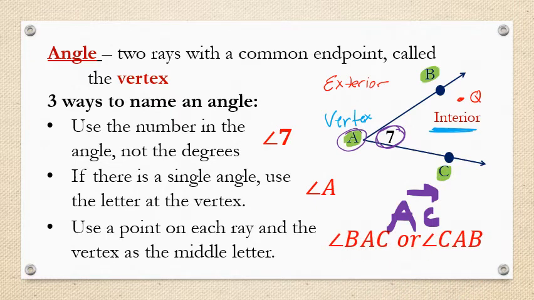So I could either call this angle BAC, or I could call this angle CAB. The most important thing about this is that the letter A is our vertex, and that letter has to go in the middle between the other two letters.